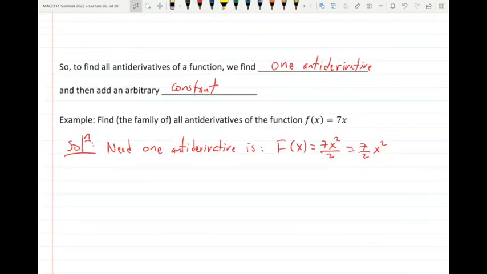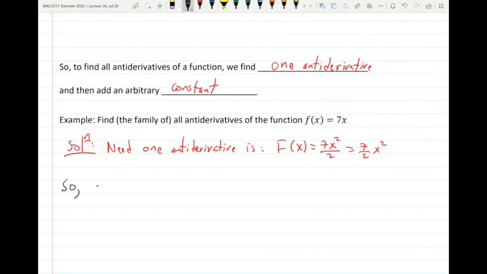So what are all the antiderivatives of this function? 7 over 2 times x squared plus c, where c is an arbitrary constant. Now you know that any other antiderivative that anybody from whatever country, as long as they work with the same definition, comes and tells you has to be 7 over 2 x squared plus a number. They cannot tell you something else, because we just proved it.